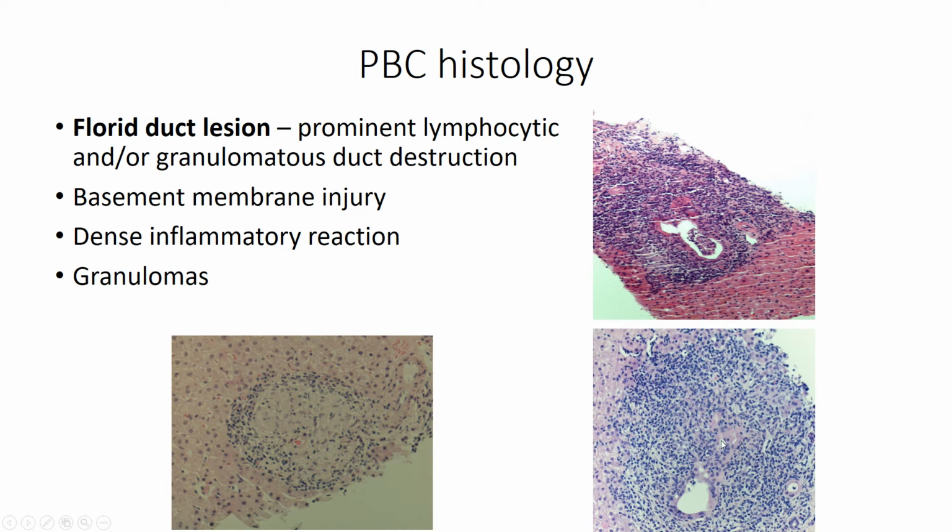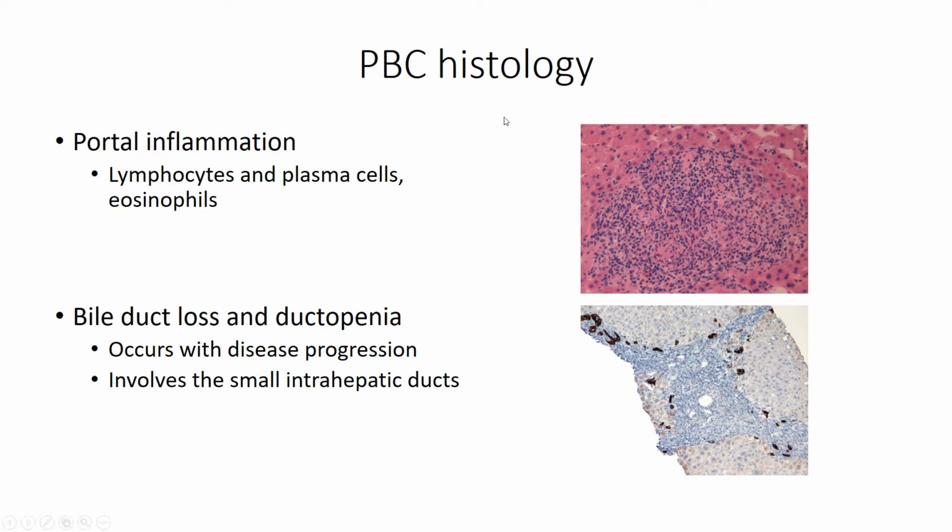And here is another example of a florid duct lesion. Again, you see this very dense inflammatory infiltrate surrounding the bile duct, and the bile duct has undergone a misshapen morphology. There are also portal infiltrates, such as what we have here, and even interface activity. But this is now a case where it's very difficult to differentiate from autoimmune hepatitis. But when you have bile duct loss and ductopenia, ductopenia by definition means greater than 50% bile ducts missing in the portal tract. That occurs with disease progression.